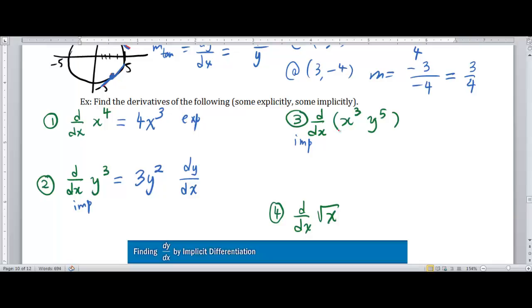And here we have two different functions. So we have to use the product rule. Call this f, call this g. Let me write: f is equal to x cubed. f prime is equal to 3x squared. g is equal to y to the 5th. And g prime is equal to 5y to the 4th, but don't forget dy dx. We took the derivative of y with respect to x.